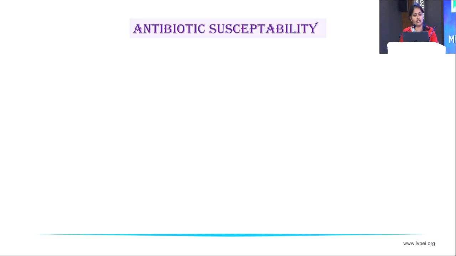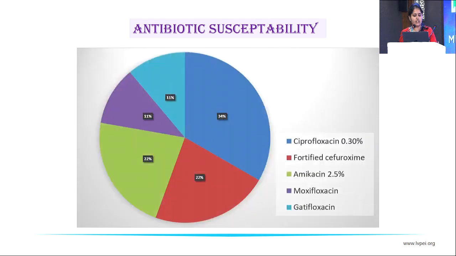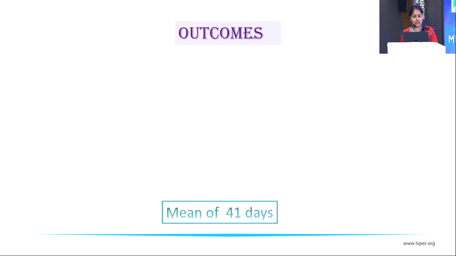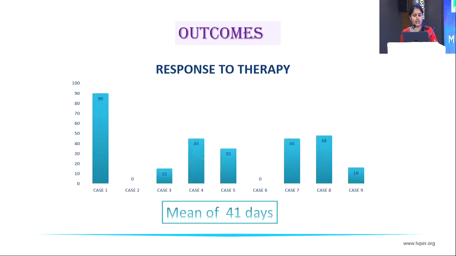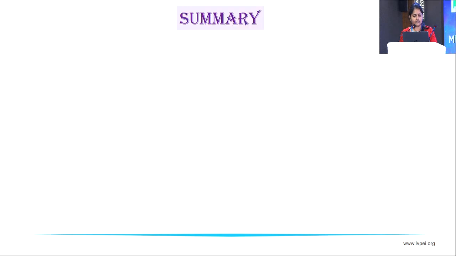So we did corneal scraping, sent for smear examination and cultures. We have sent chocolate agar, blood agar, SDA and PDA. So based on the antibiotic susceptibility, 34% of the cases were susceptible to ciprofloxacin, 22% to fortified cefuroxime, 22% to amikacin, and moxifloxacin and gatifloxacin were 11%. So for the ulcer, we have taken time from presentation to macular scar formation. So it was a mean of 41 days.